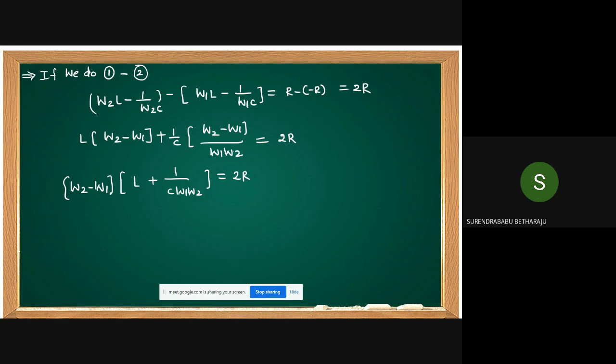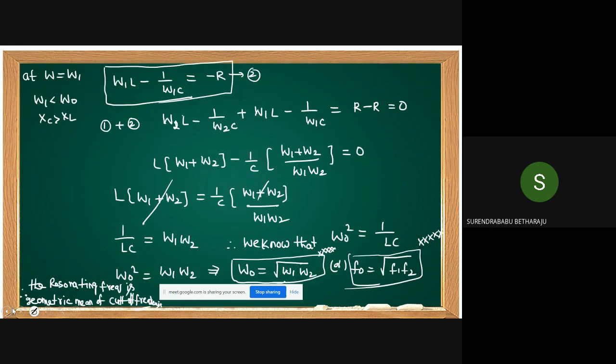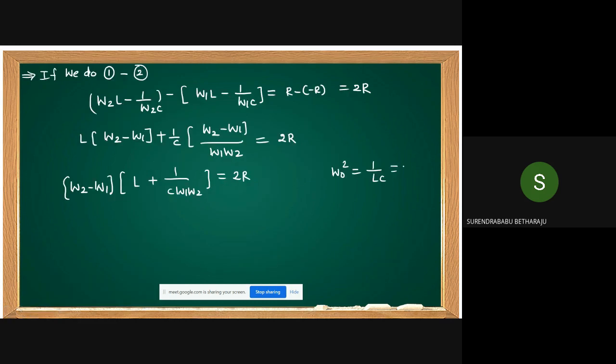Yes, L plus 1 by C into omega 1 into omega 2. But you know this, sir. What is omega naught square or omega 1 into omega 2? Omega naught square is equal to 1 by LC, that is equal to what I have written here, students, which is equal to omega 1 into omega 2.